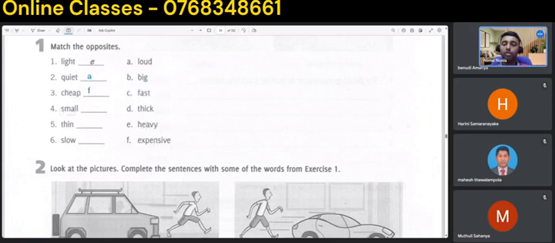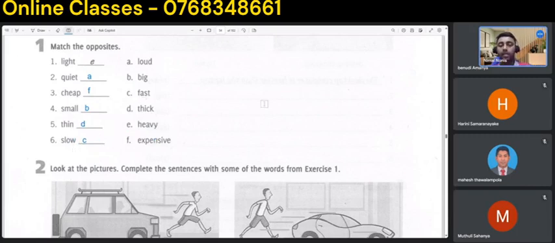Next one. Small. The opposite is definitely big. That's an easy one. Thin. If it is thin, the opposite is thick. That's D. D is thick. Slow. The opposite is fast.